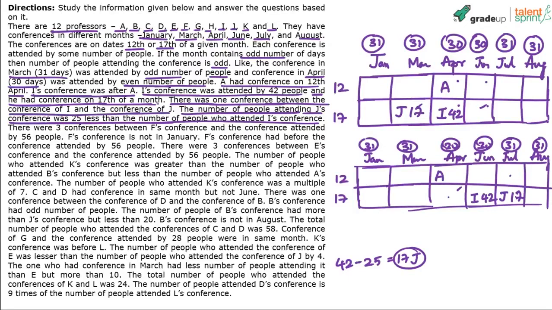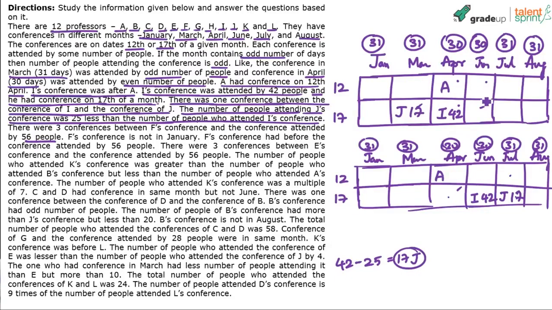Now next point. There were 3 conferences between F's conference and the conference attended by 56 people. So between F and 56, there were 3 conferences. Now understand, 56, we don't know where F is. But 56 is interesting. 56 is what? Even number. And there can be only 4 even numbers. So 56 will either come here or here or here. Yes or no? 56 has got only 3 possibilities in both the cases.